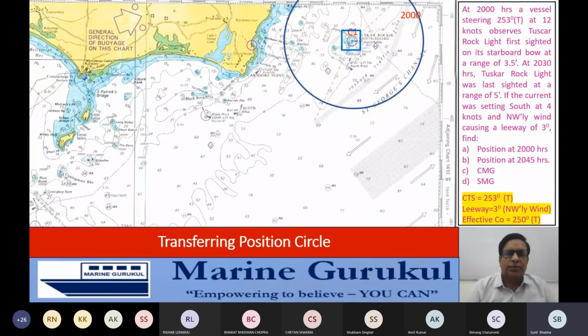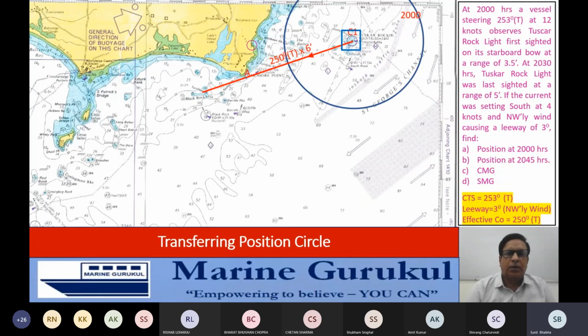Now we have to run this circle up by 30 minutes to transfer it to 2030. That means we'll have to transfer the center C1. So we draw the effective course through C1 represented by a single arrow. Now the ship is doing an engine speed of 12 knots. So in half an hour, the engine distance shall be 6 miles. So we mark off 6 miles on it. We get this point A.